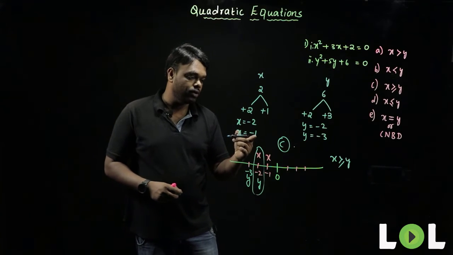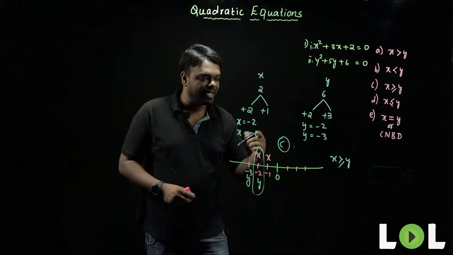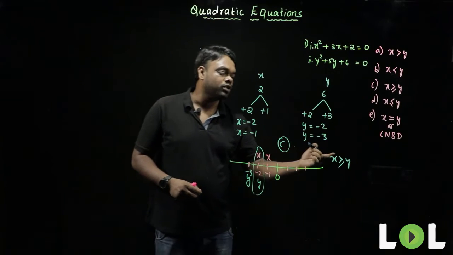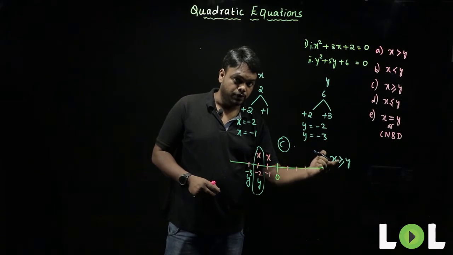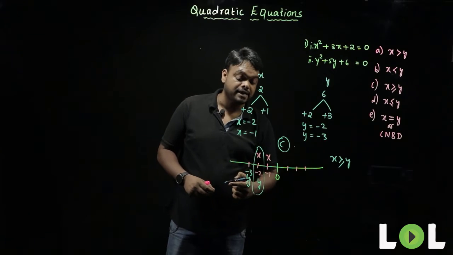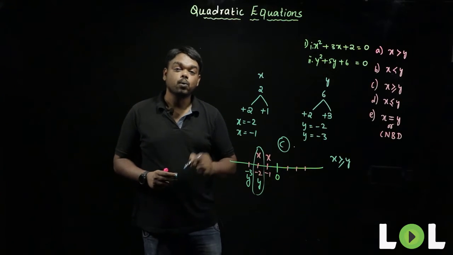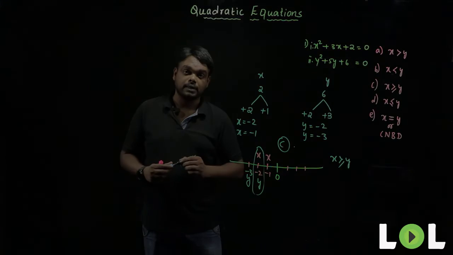If you compare this value, x is greater than y, x is greater than y. So we have both greater than as well as equal to. So that's why x is greater than or equal to y. I hope you're understanding this part.